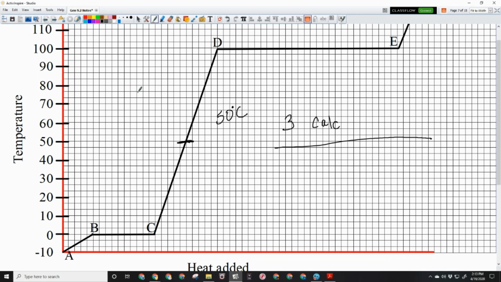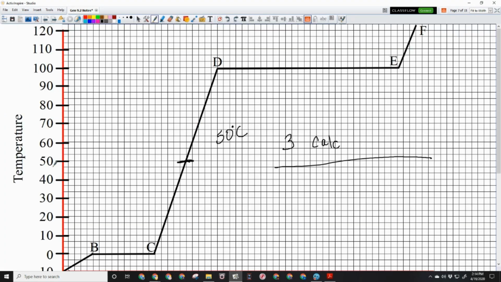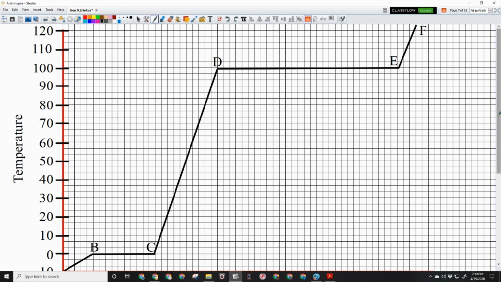Okay, so let's look at an example problem. It says how much energy in joules is required to heat 20 grams of water from negative 10 degrees Celsius to 120 degrees Celsius. So it's negative 10 to 120. I'm going to go back and look at my graph here. My graph goes from negative 10 right here up to 120, which is right here.